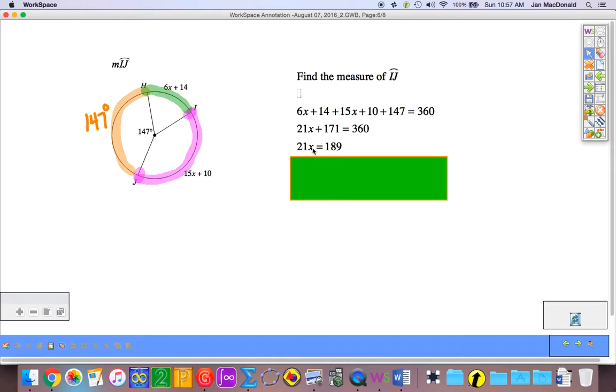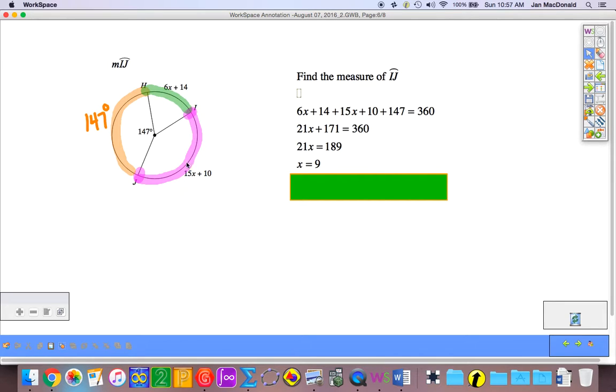Our last step in order to solve for x would be to divide both sides by 21. If I divide the left-hand side by 21, 21x divided by 21 is 1x. If I divide the right-hand side by 21, 189 divided by 21 is 9. So now x equals 9. I still need to find the measure of minor arc IJ. So what do I do? I plug it in.